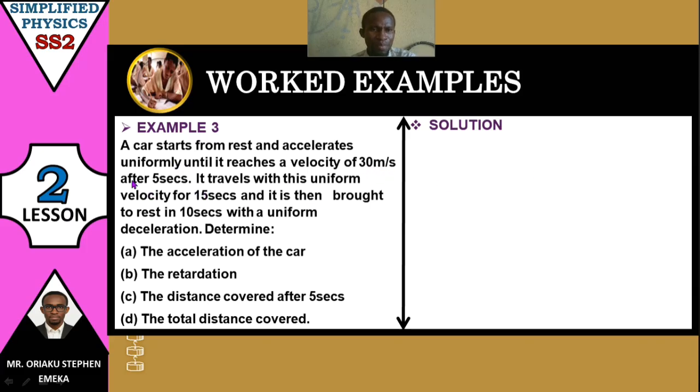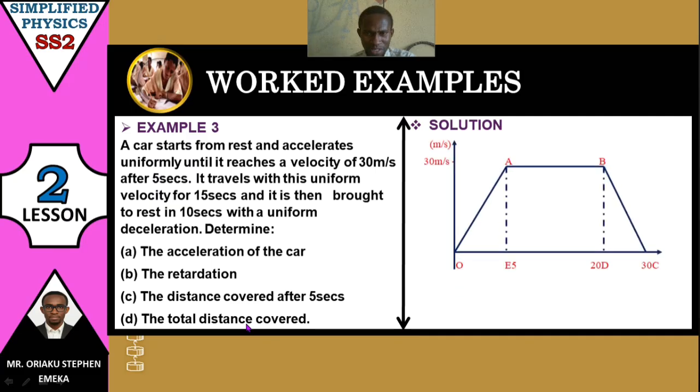of 30 meters per second after 5 seconds. It travels with this uniform velocity for 15 seconds and it is then brought to rest in 10 seconds with a uniform deceleration. Determine the acceleration of the car, the retardation, the distance covered after 5 seconds, and the total distance covered. So the best thing to do for this kind of problem is to draw a velocity time graph.